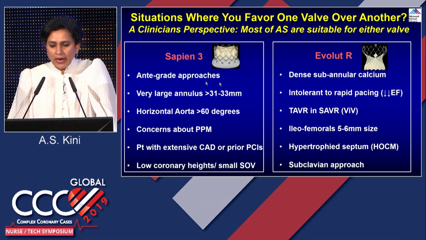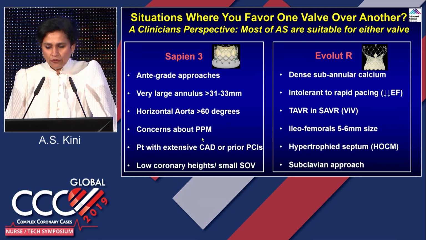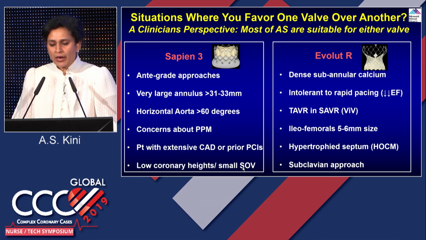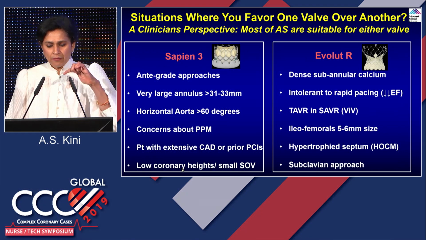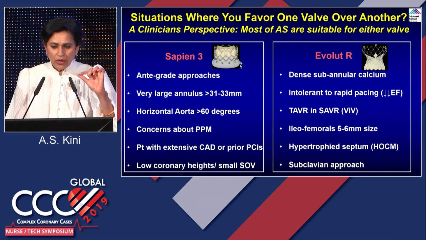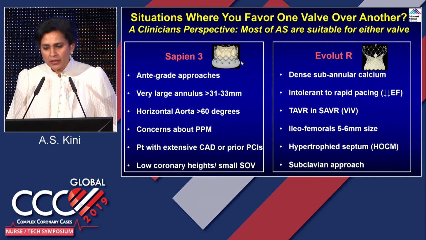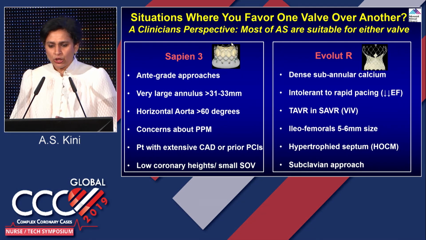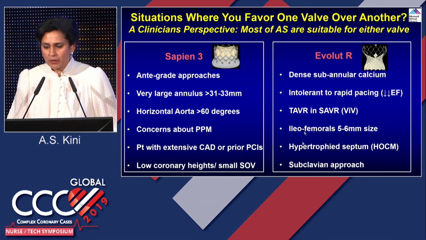So SAPIEN: antegrade approach, very large annulus, horizontal aorta, concerns of PPM, and extensive coronary artery disease, low coronary height. If these are the concerns, you would go for SAPIEN, and I will go over why. If you have extensive coronary artery disease, you would want SAPIEN valve over Evolut. And why a low coronary height? I'll go over that again, because when you are placing this valve, your native aortic valve will be pushed behind. It will go and obstruct the coronary arteries. So if your coronary height is low, you have to be careful, and we can protect the coronaries more easily with SAPIEN compared to Evolut.